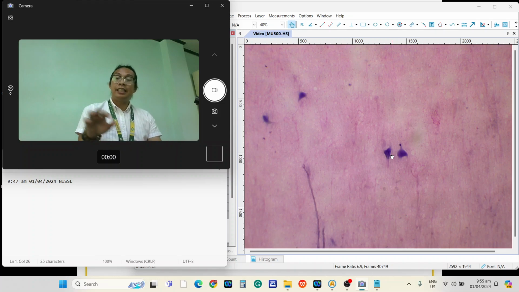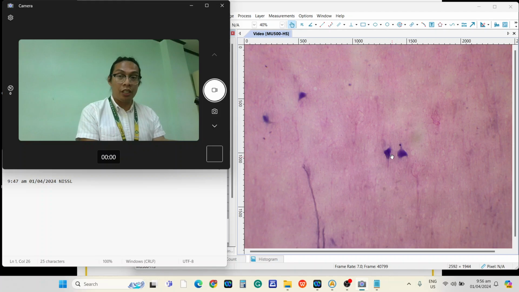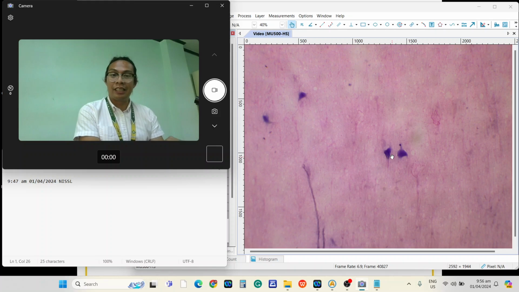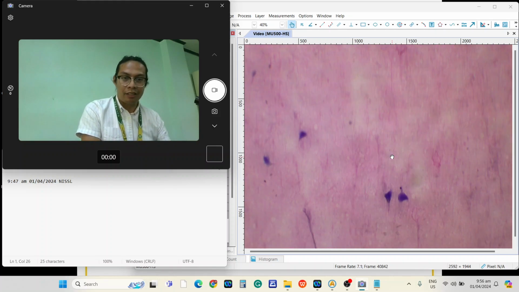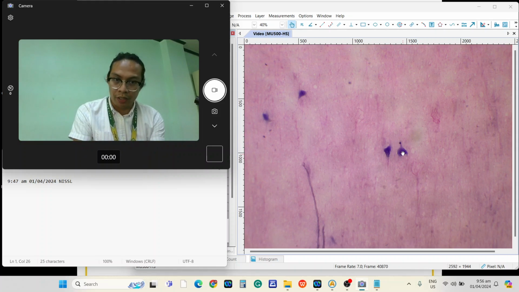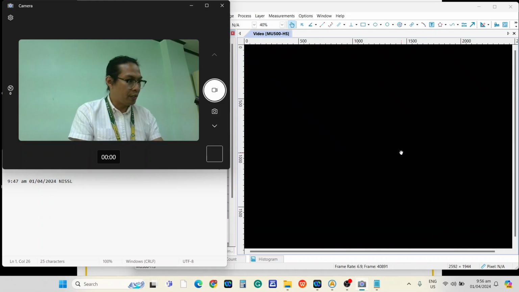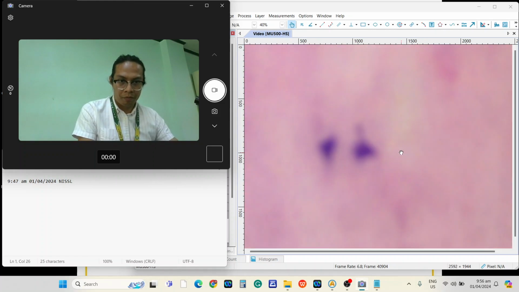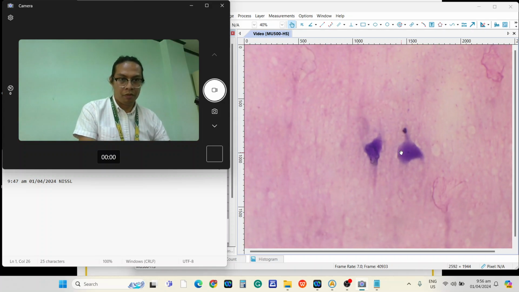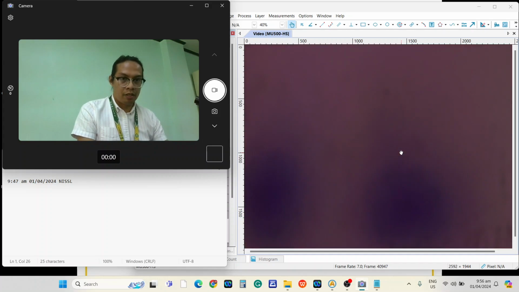Okay, na-discuss natin sa anatomy na ang neurons is made up of a nerve cell body and processes. There are two types of processes, axons and dendrites. Okay, so tingnan natin ang isang nerve cell, isang neuron, under a microscope. This, tingnan natin siya under LPO. This is under LPO and under HPO.